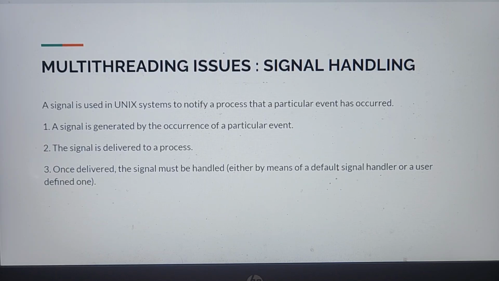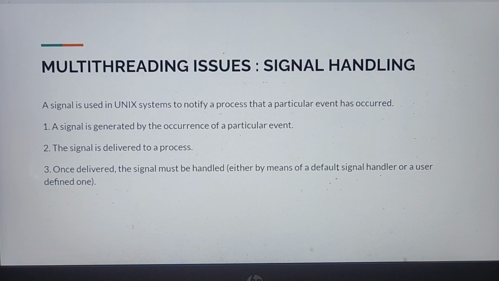A signal is any notification which tells a process that a particular event has happened. So a signal is generated by the occurrence of an event. The signal is delivered to the process. Once the signal is delivered, it must be handled. And by handling a signal, we mean that the process which receives the signal has to react to it.